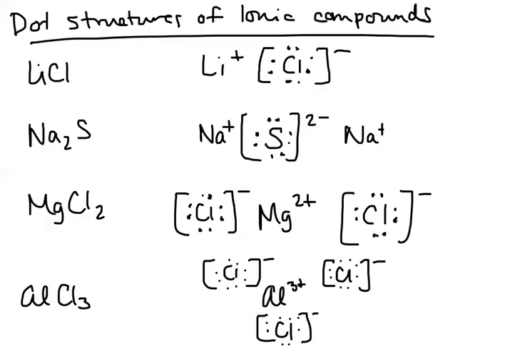Let's talk about covalent Lewis dot structures. Remind me, what is a covalent bond? Shared electrons. So are we going to have ions? No. So if it's an ionic compound, you're going to draw it like this. If it's a covalent compound, we have another system.